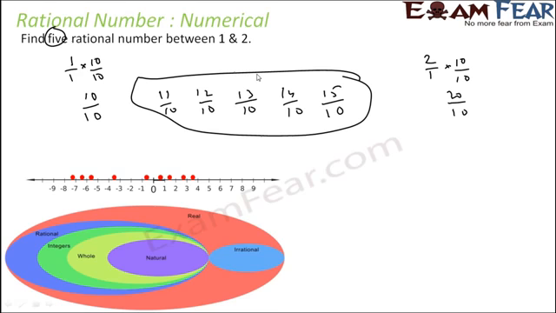In fact, you can take any of these rational numbers, right? So this is not the only answer. There can be so many answers for this question because there are unlimited or infinite number of rational numbers between two rational numbers. Okay.